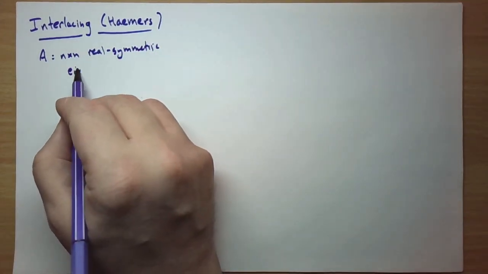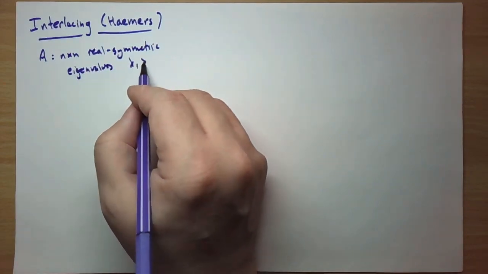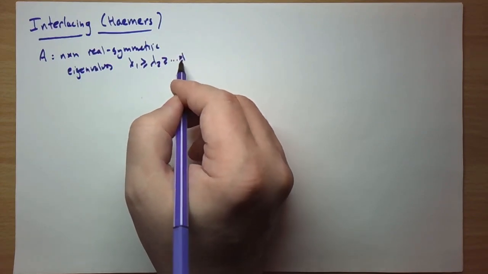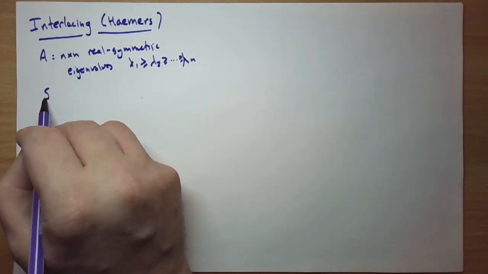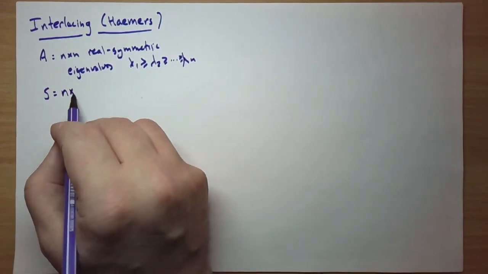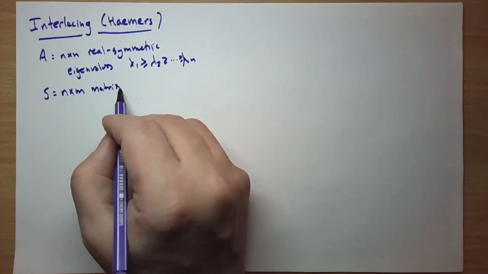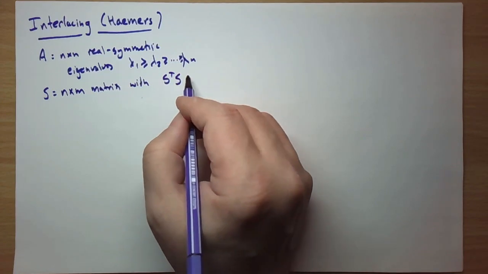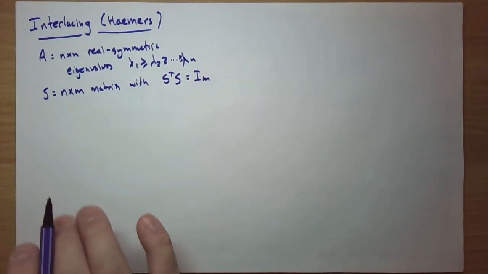And the eigenvalues are lambda 1 greater than or equal to lambda 2 down the way to lambda n. And then S is an n by m matrix with S transpose S equal to the identity.